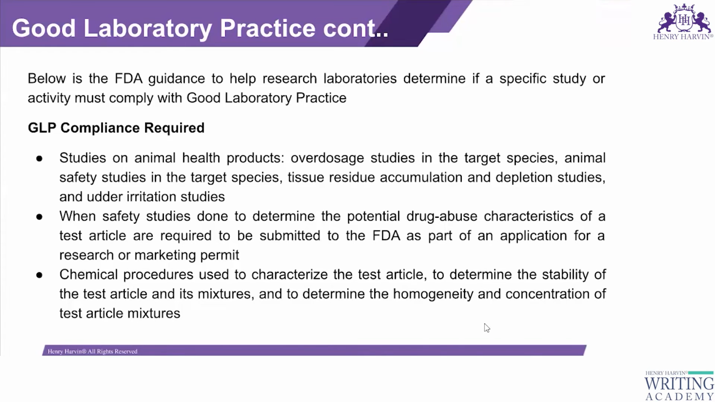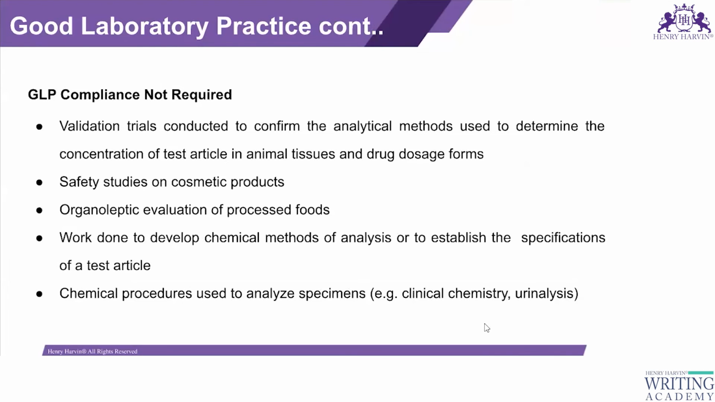Then chemical procedures used to characterize the test article, to determine the stability of the test article and its mixtures, and to determine the homogeneity and concentration of test article mixtures. These chemical procedures are conducted with reagents to characterize the test article and to determine its stability and concentration. All these studies are conducted in the laboratory, so it is required that they be GLP compliant.